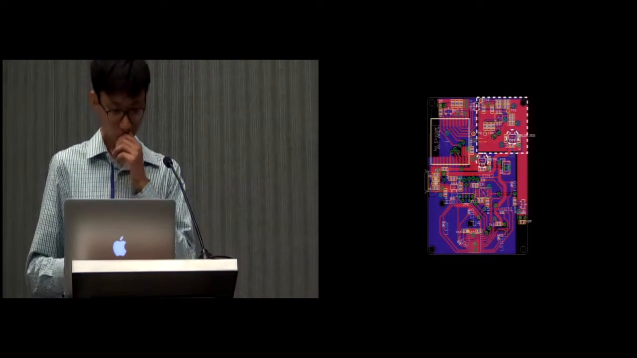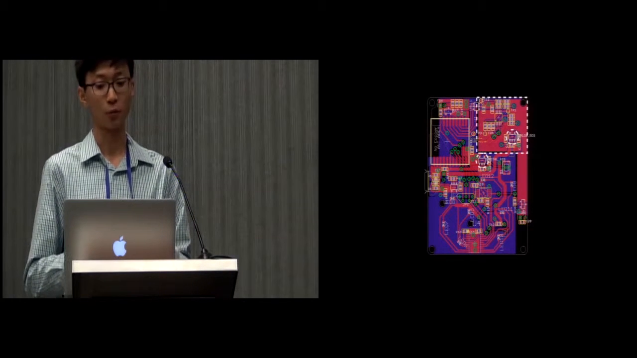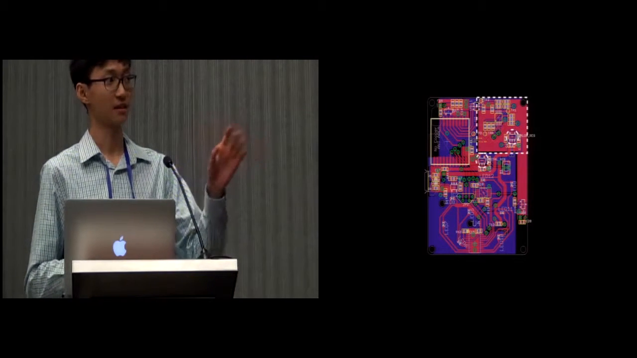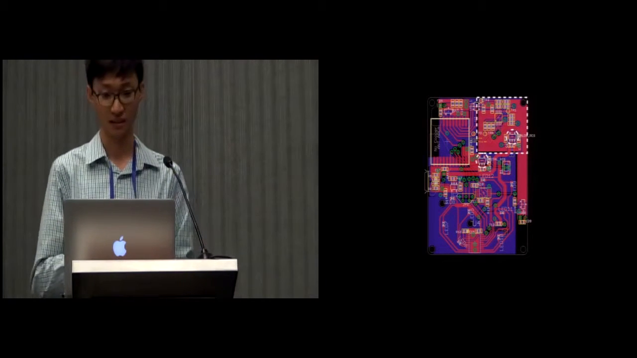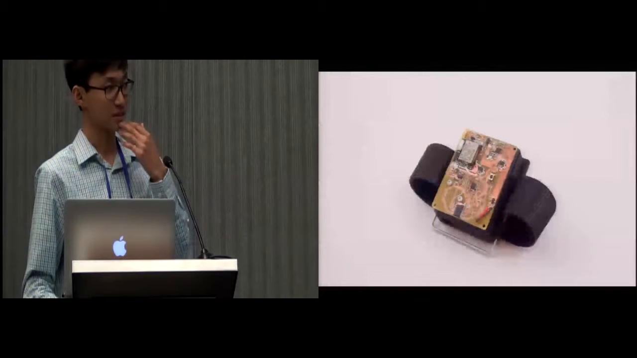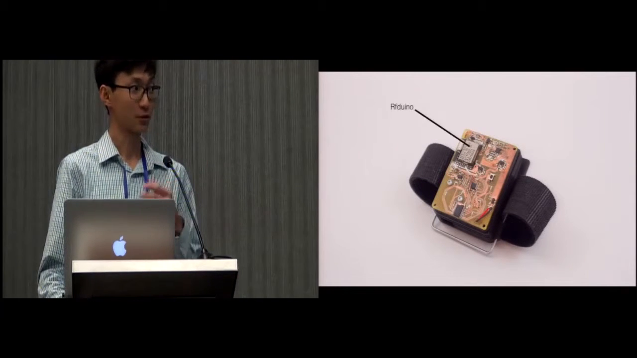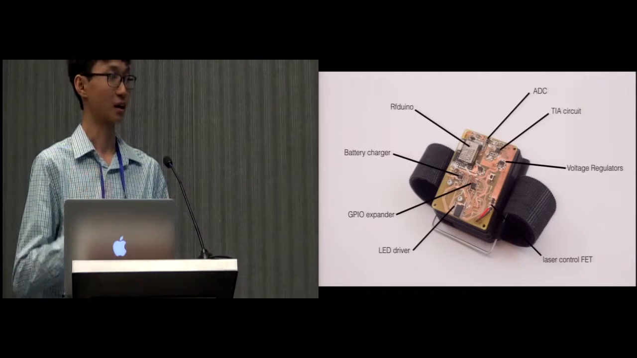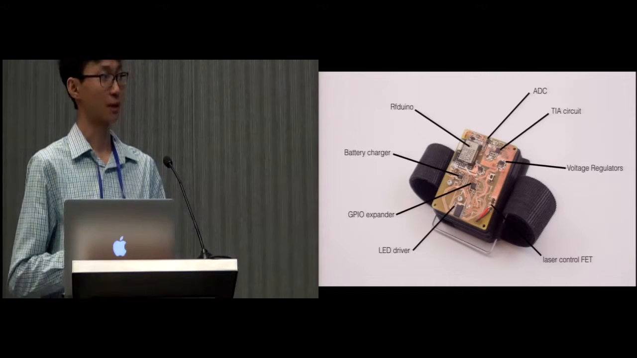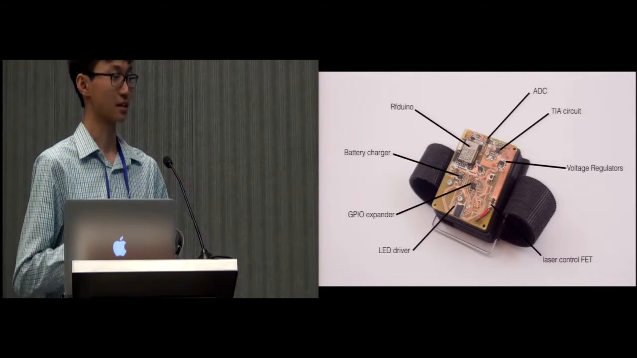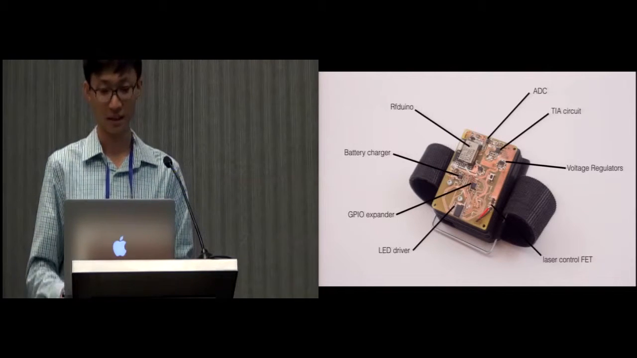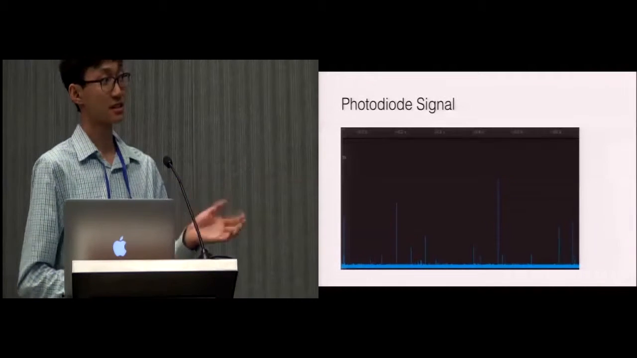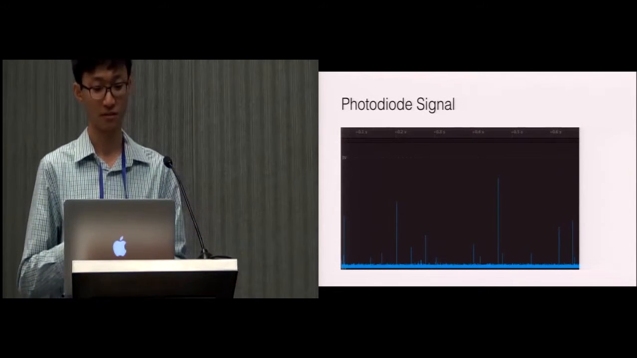Conveniently, this lets us turn off the entire analog portion of our circuitry when the device is not in use. So to call out some of the integrated circuits that we used for this device, we used the nRF, which is a microcontroller that has both the computing but also the Bluetooth radio. We have other chips for charging the battery, for a GPIO expander, LED drivers, and more information can be found in our paper.